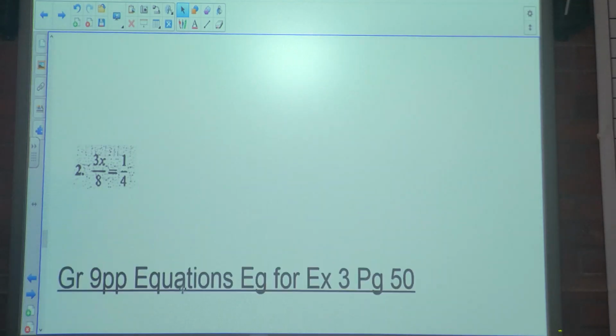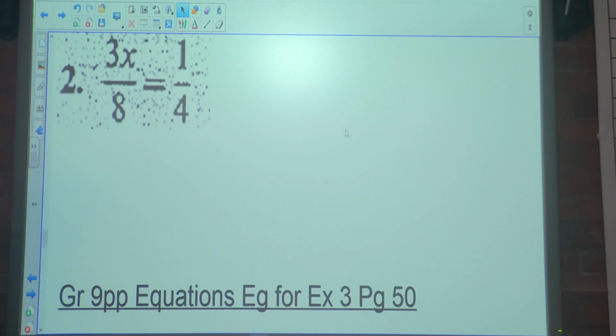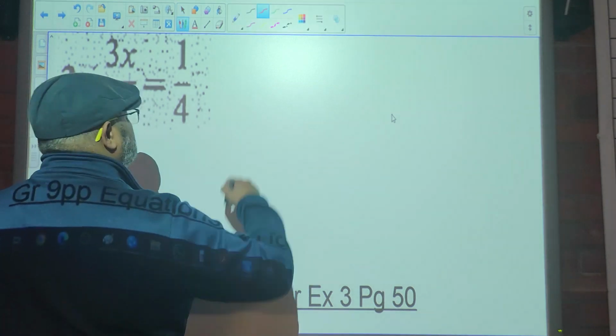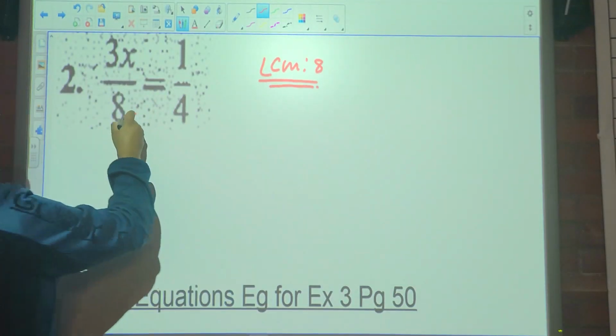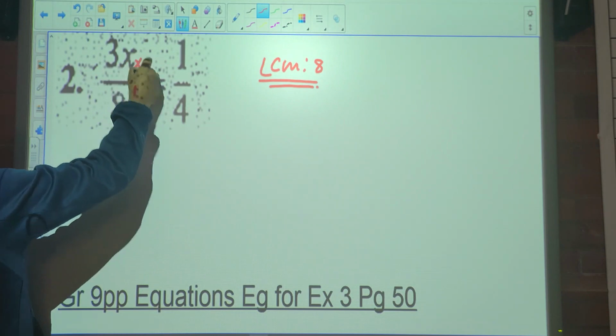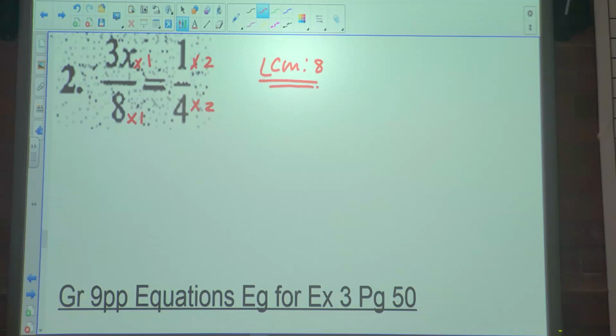This is number 2. Number 2, we got 3x over 8 is equal to a quarter. 3x over 8 is equal to a quarter. So what's your LCM here? 8. The LCM is 8. This must be multiplied by 1, this by 1, this by. So must I drop the LCM or keep it? You drop the denominator.